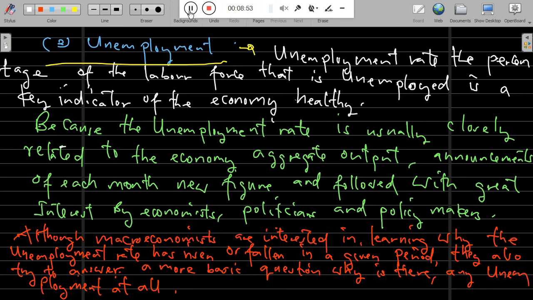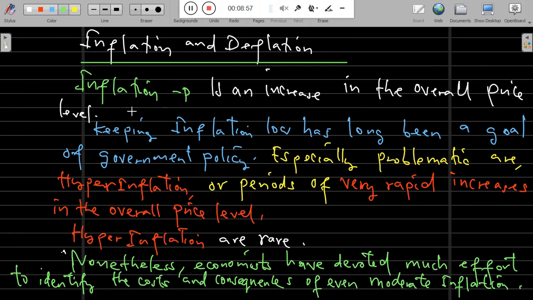The issue of inflation. Inflation is a persistent increase in the price level in the economy. Keeping inflation low has long been a goal of government policy, especially problematic are hyperinflations, or periods of rapid increase in the overall price level. Hyperinflations are rare. Nevertheless, economists have devoted much effort to identifying the costs and consequences of even moderate inflation.